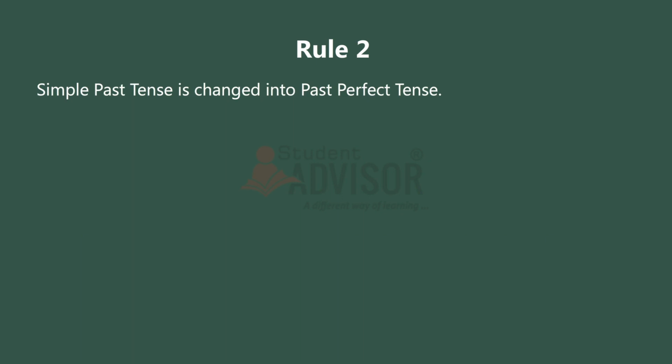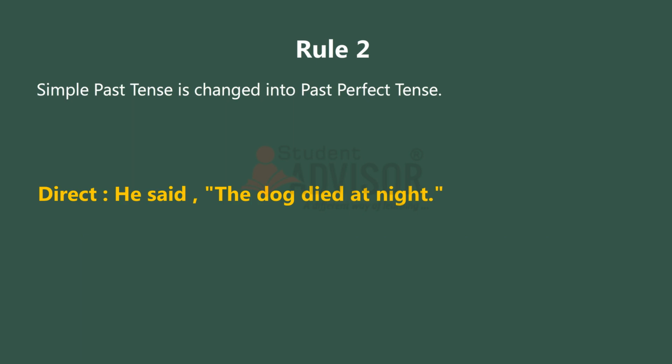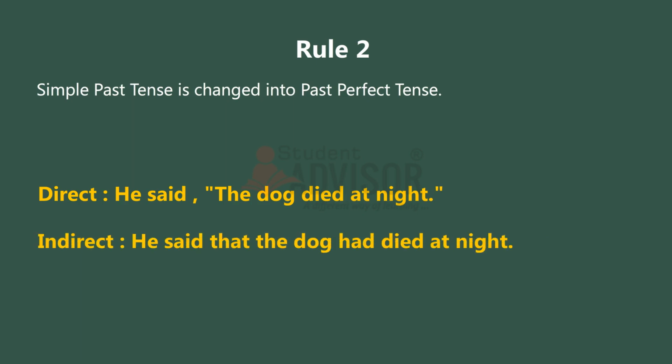Simple past tense is changed into past perfect tense, like, direct. He said, the dog died at night. Indirect. He said that the dog had died at night.